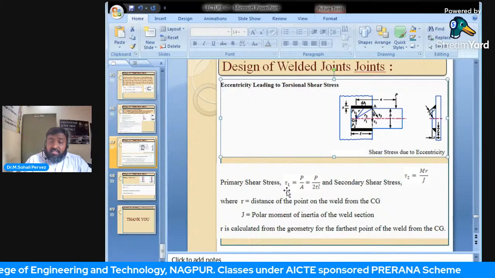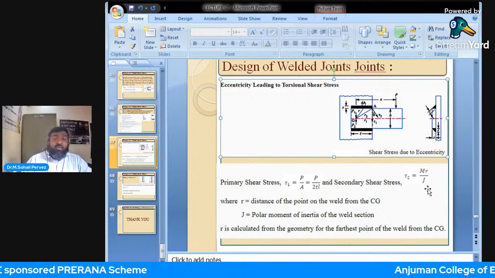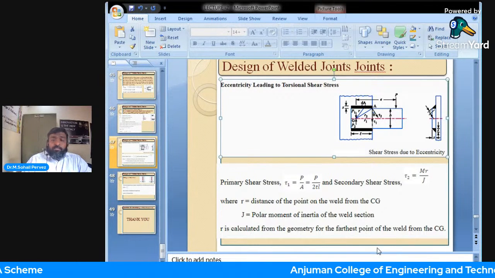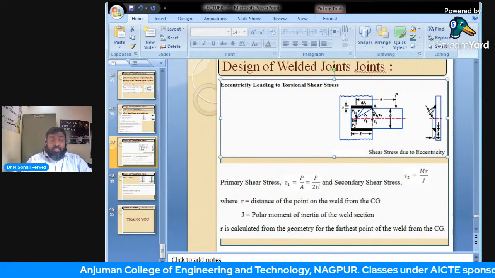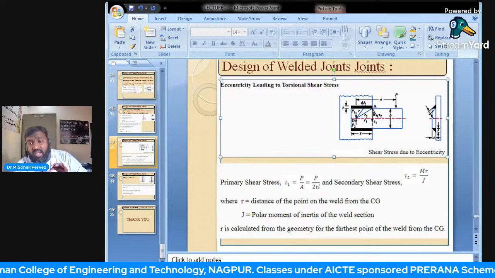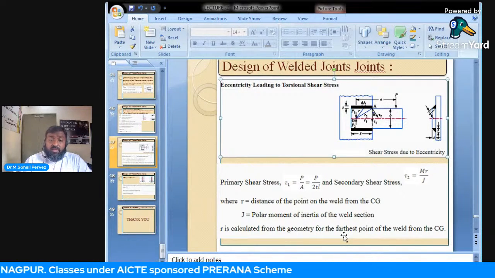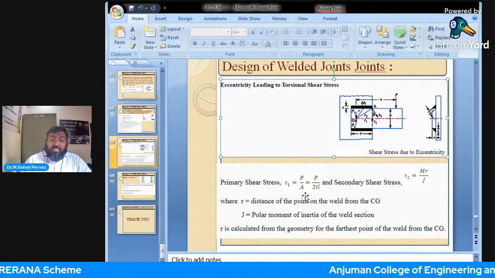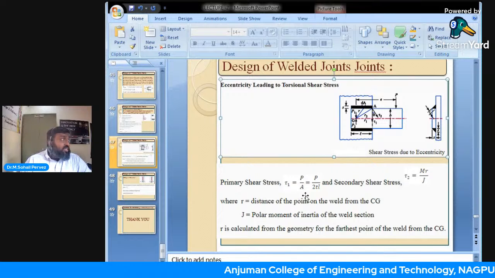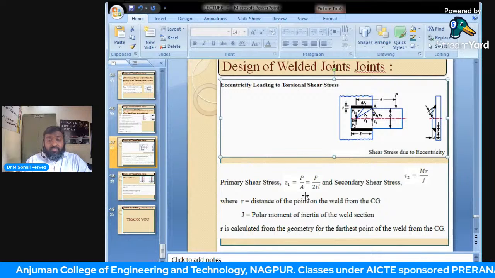So primary shear, tau 1 is equal to P by A, and secondary shear, tau 2 is equal to moment M into R upon J, where J is the polar moment of inertia of the welded section. R is the distance of the point of the weld from the center of gravity. Because for a weld section, as for a rivet section, we have to have the center of gravity of the weld section. And R is calculated from the geometry. So using these two basic equations, we can calculate the eccentrically loaded welded joint subjected to torsional shear.